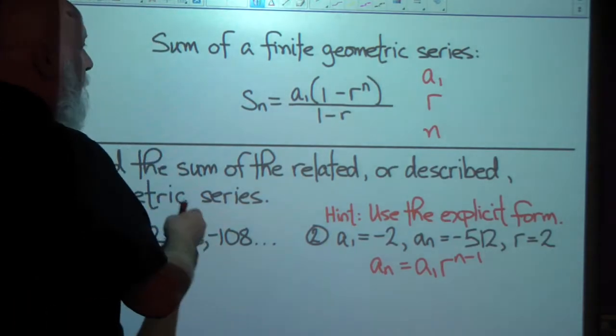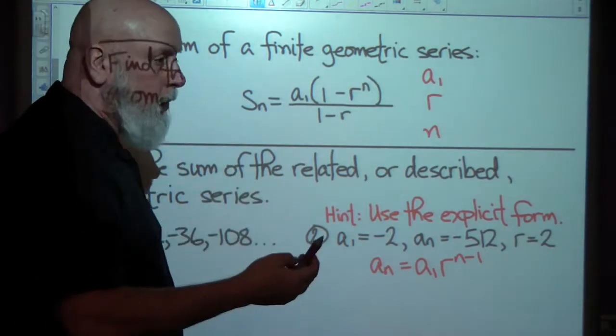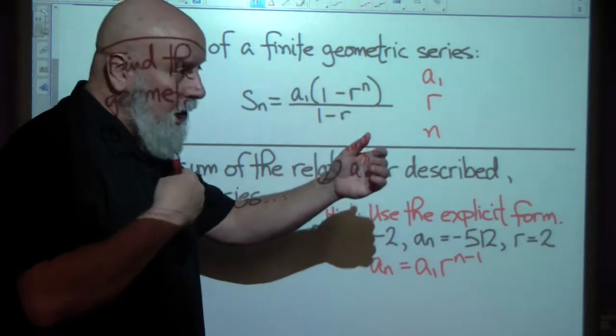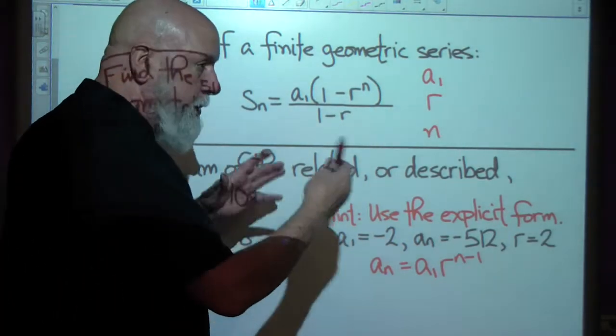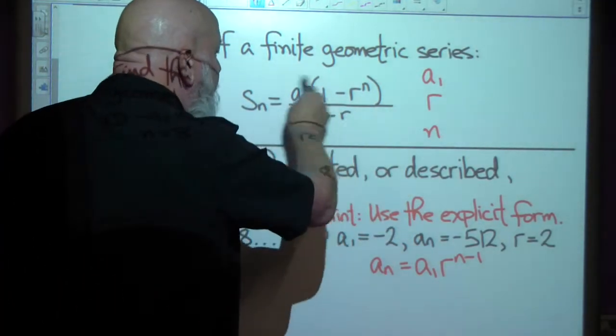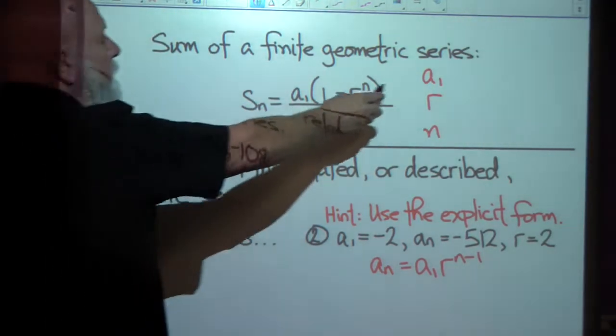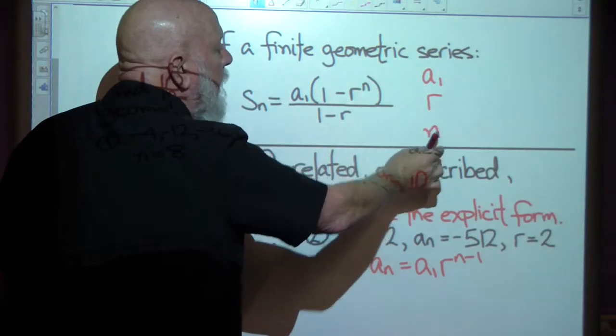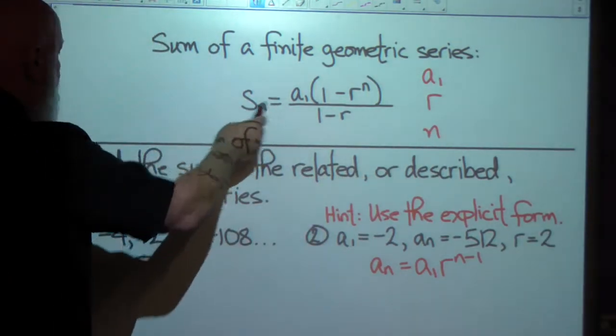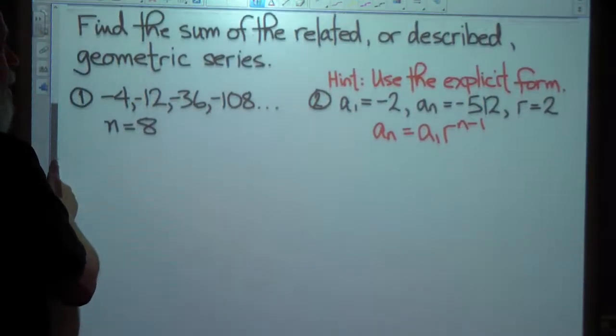Okay? So we may be given a sequence, but if they ask us to find the series, we take the terms of the sequence and add them up using this formula. Okay? So here we go. Looking for the first term, common ratio, and the number of terms. That's all we need for this formula. So let's take a look at what we have here.